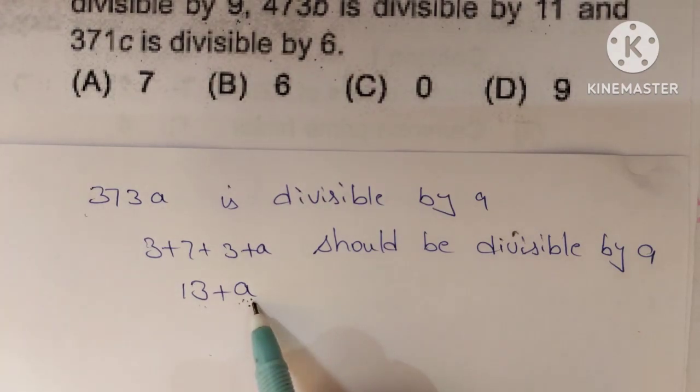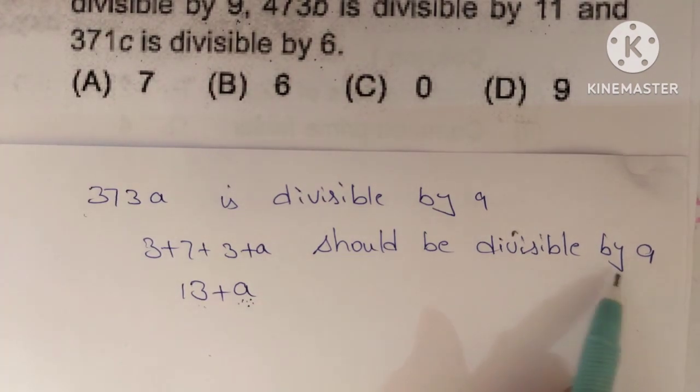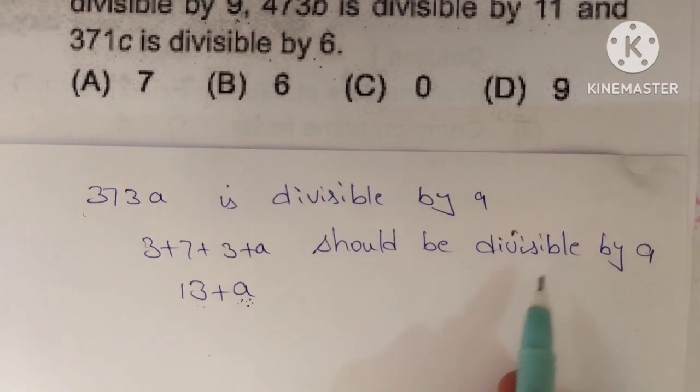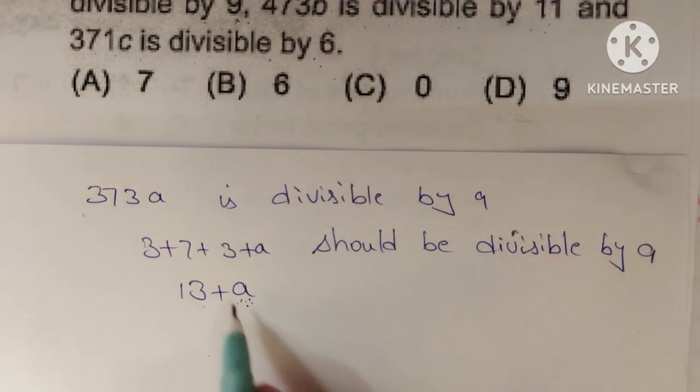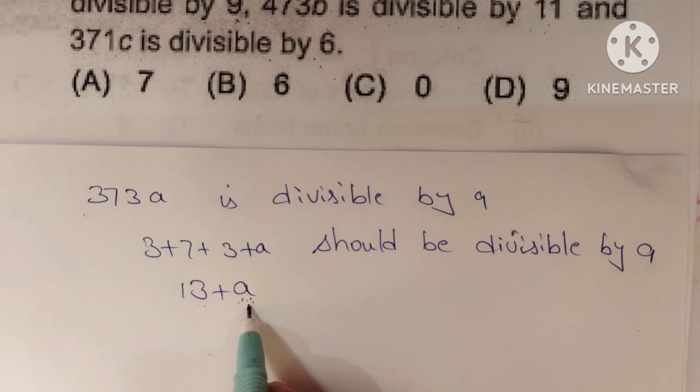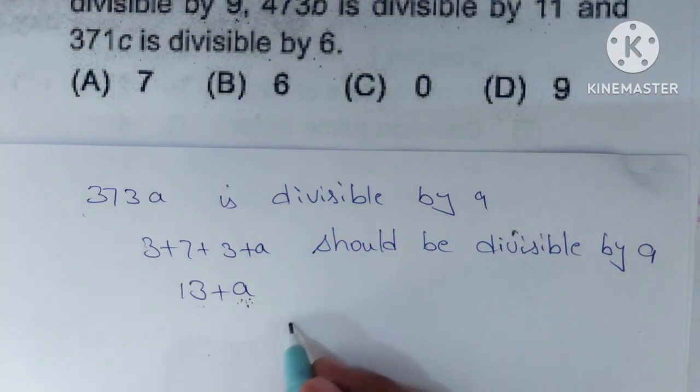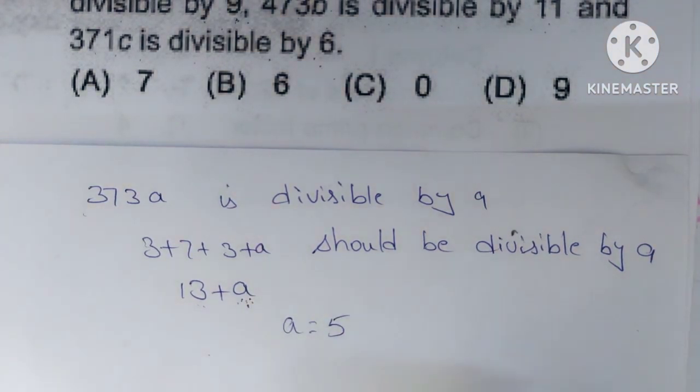A equal to 5. 13 plus 5 equal to 18. So 18 is divisible by 9. In the 9 table, 9 twos are 18. So 18 is divisible by 9. So A equal to 5.